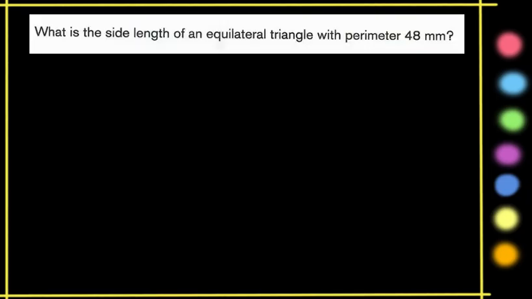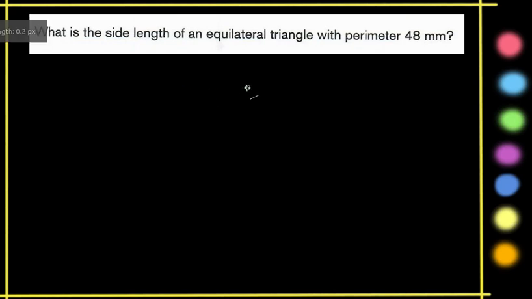All right, let's jump right in. I'm going to go through a bunch of problems, and as in the last video, they will get harder as we go along. So I'll start with this one, which is pretty easy. This one says, what is the side length of an equilateral triangle with perimeter of 48 millimeters?